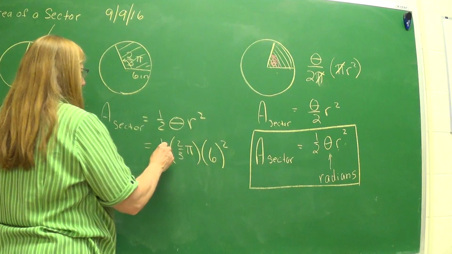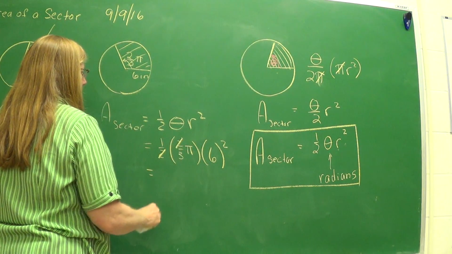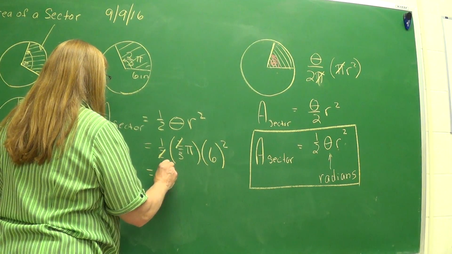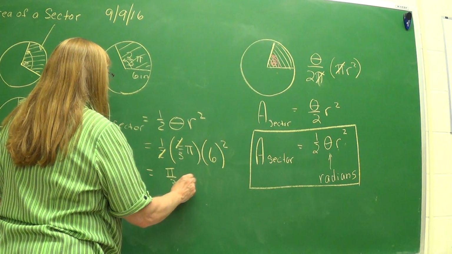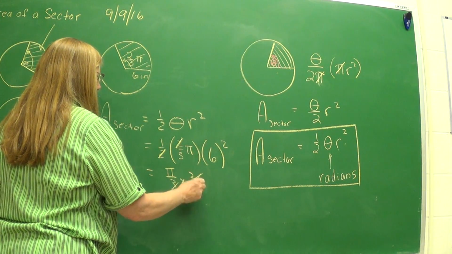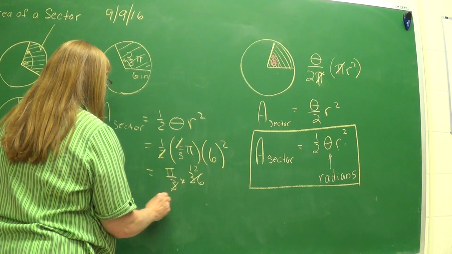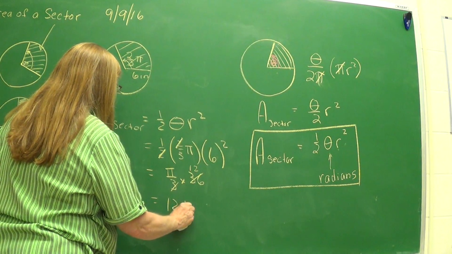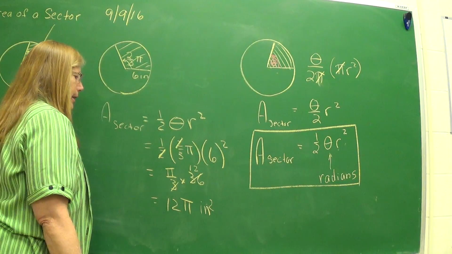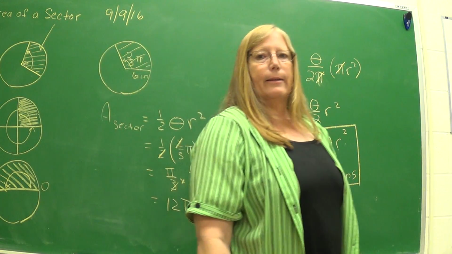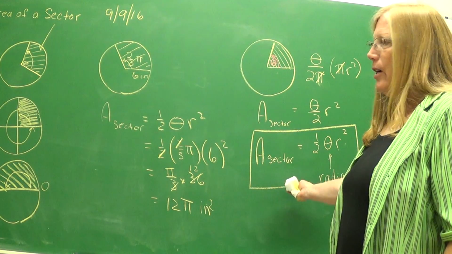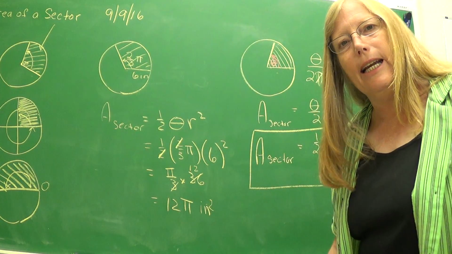So this 2 will cancel, causing that 2 to become a 1. So we end up with pi over 3 times 6 squared, 36. 3 goes into 36 12 times, and we get 12 pi, and it was inches. Area will cause that unit to be squared. All right, so there's our example, there's our concept, and we'll call it a day.